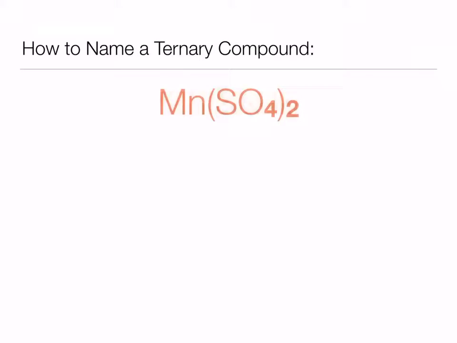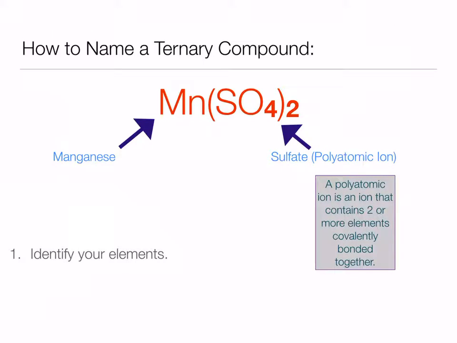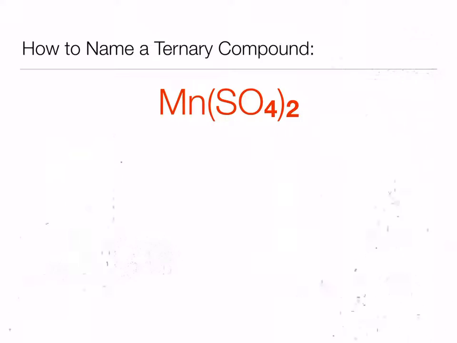To name a ternary compound, we first have to identify our elements. We have manganese and sulfate. Sulfate is a polyatomic ion, which means it's an ion that contains two or more elements covalently bonded together. That is why we are not classifying sulfur and oxygen on their own.